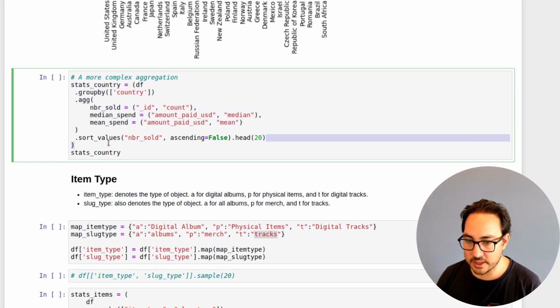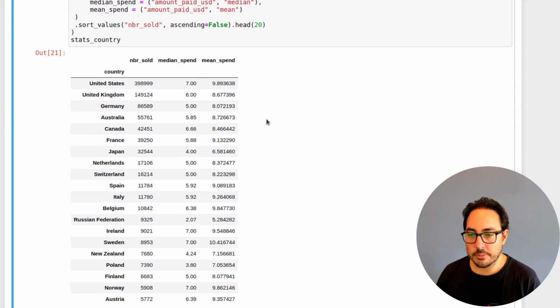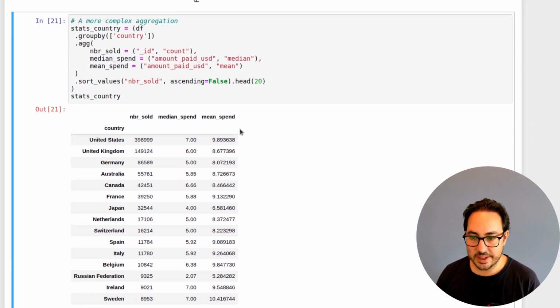And then I'm piping this function, sort values. So I'm sorting the results by number sold, this variable that I created here. And I'm just showing the top 20. A little bit more complex type of aggregation. But we can see the same thing here, the number sold. That's what I computed before.